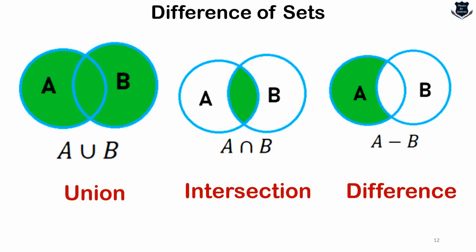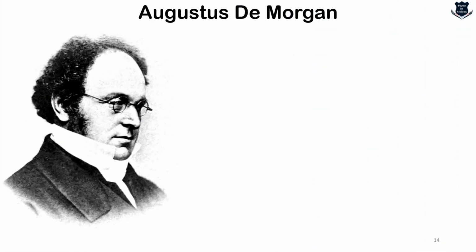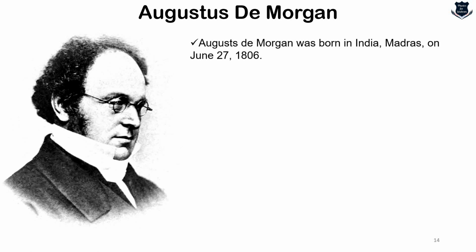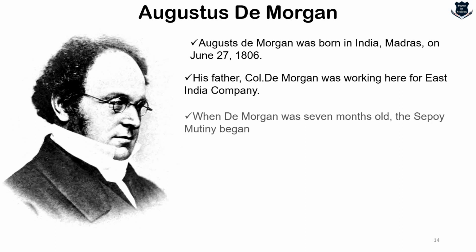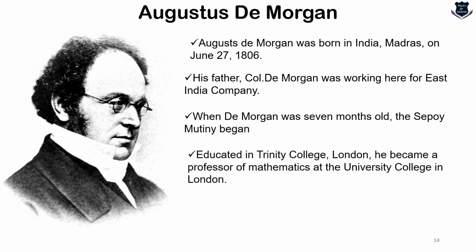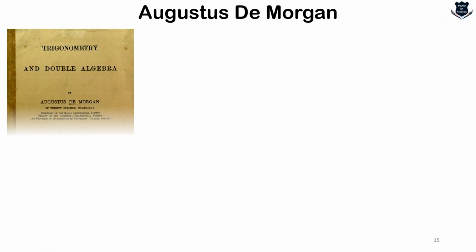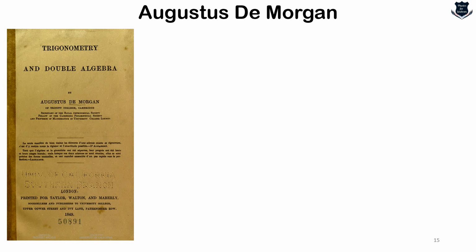But before that, a quick idea about who was Augustus De Morgan. You will be surprised to find that Augustus De Morgan was born in Madras, India, on June 27, 1806. His father, Colonel De Morgan, was working here for the East India Company. When De Morgan was 7 months old, there was a Sepoy mutiny in India, and he moved to England, was educated in Trinity College, and he became a professor of mathematics at University College in London. This is actually the most important book which he wrote, Trigonometry and Double Algebra.